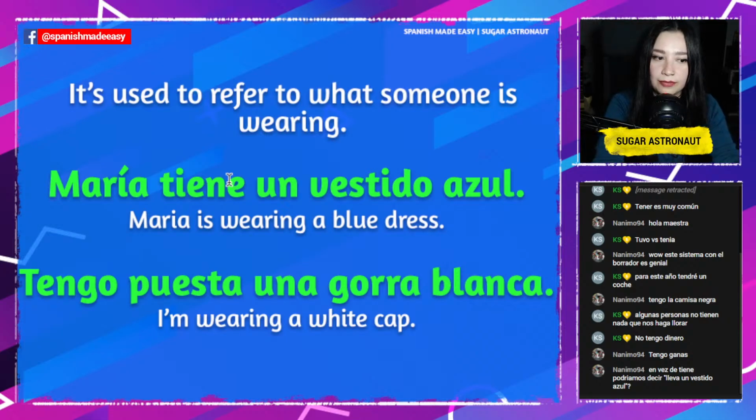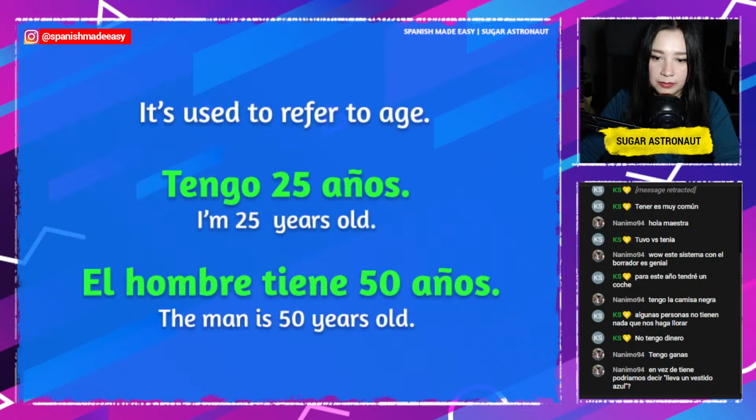But of course, if you're saying, look at Maria, Mira a María. Tiene un vestido azul. She's wearing a blue dress. So yeah, technically, it depends on the situation, the context, and all of that. So you're correct. That has like two meanings, but you're correct, Nánimo. So great question. And now we know more about wearing something, about tener. You can also say llevar or llevar puesto, tener puesto. Okay, so now let's move on.